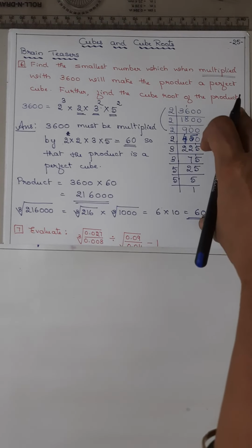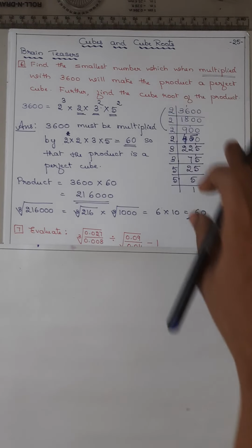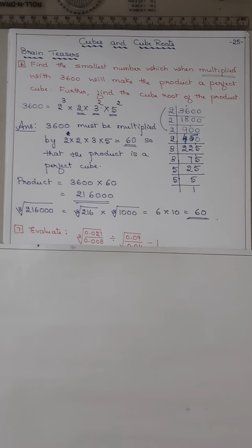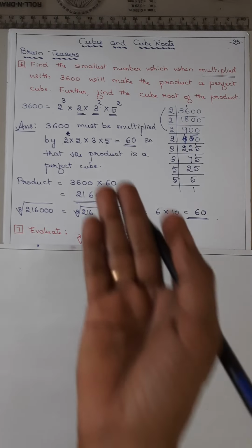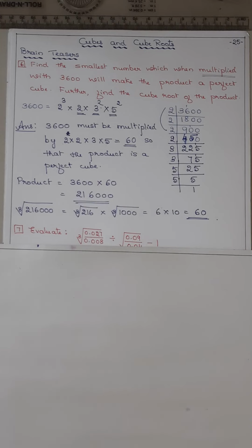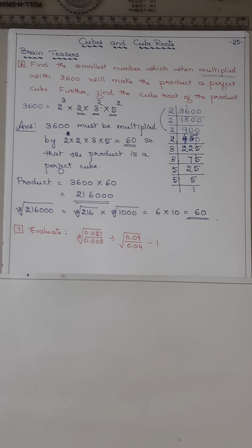So you have to be careful about the extra factors, whatever the prime factors, whatever is not there, you have to find out and find the product and then the cube root of the product.